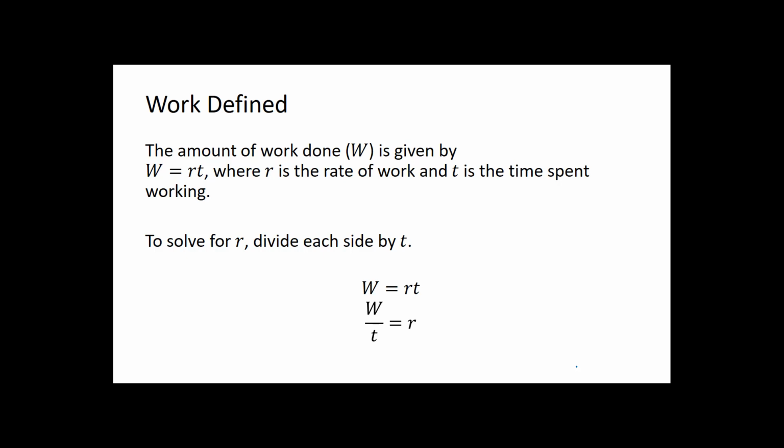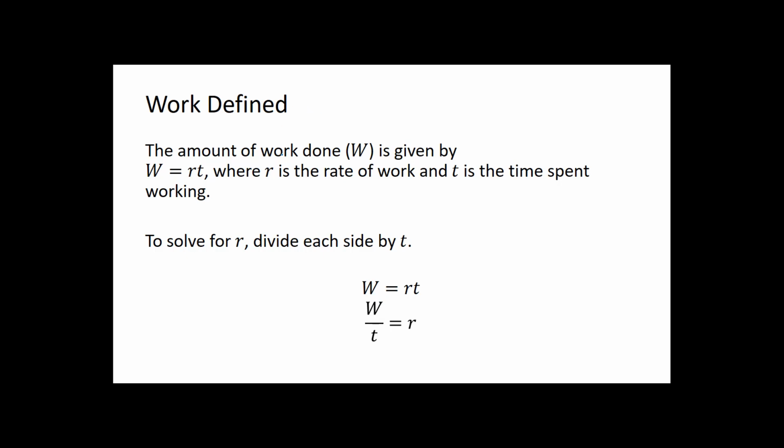In this video, we'll solve an application of rational equations, and those are work problems. We can define the amount of work done by the equation W equals R times T, where R is the rate of work and T is the time spent working. Then we can rewrite that equation to solve for R by dividing each side by T, and we get the rate is equal to W divided by T. And we're going to use this as our premise for solving these work problems.